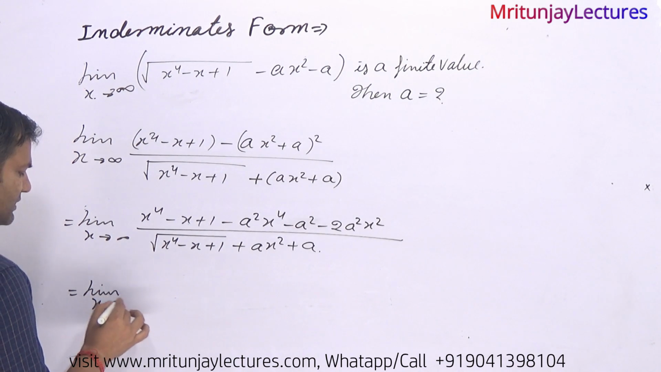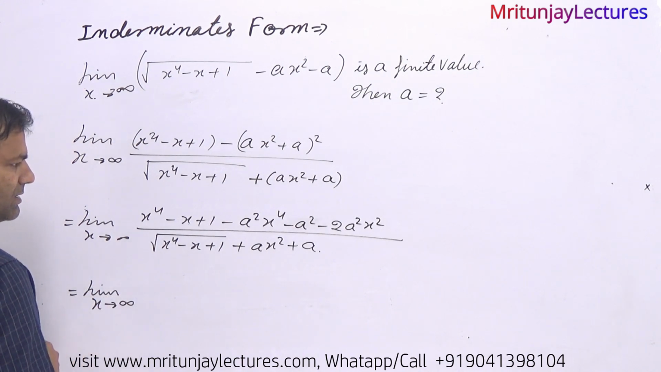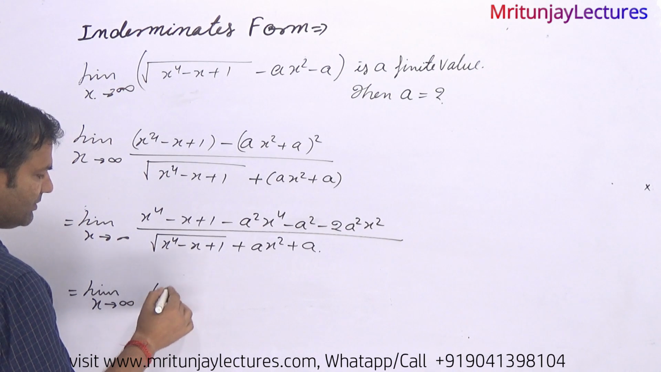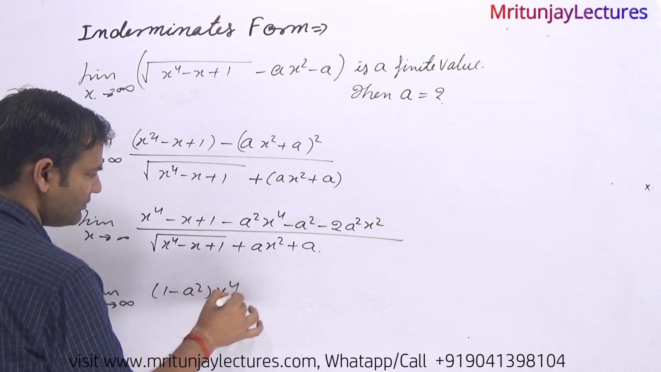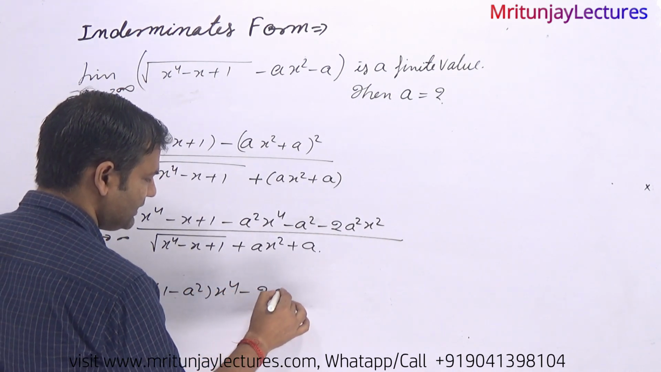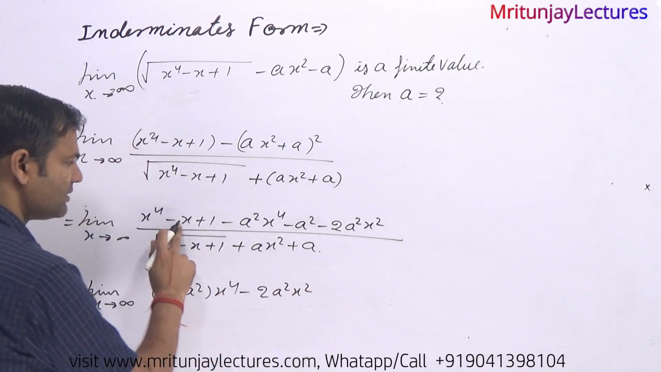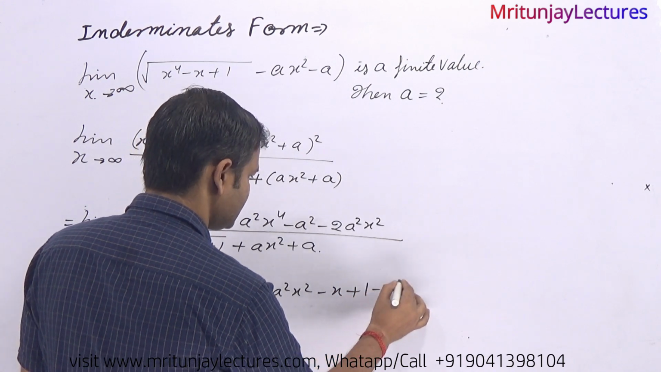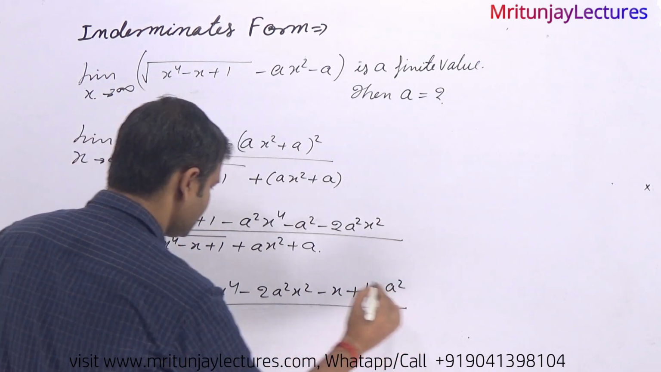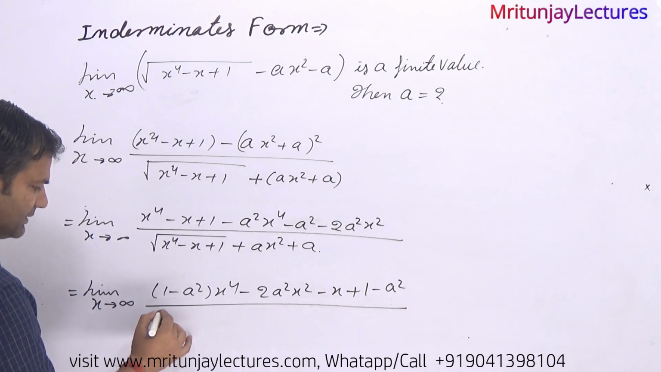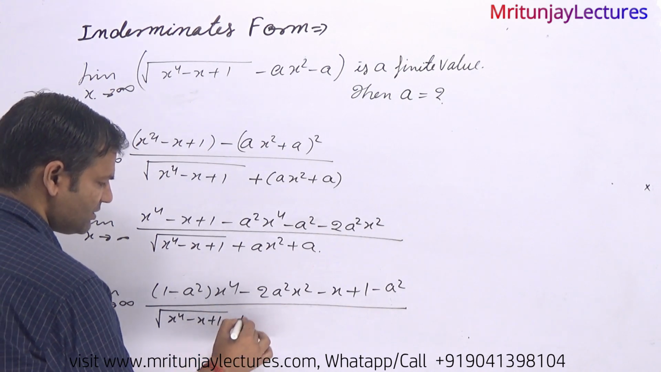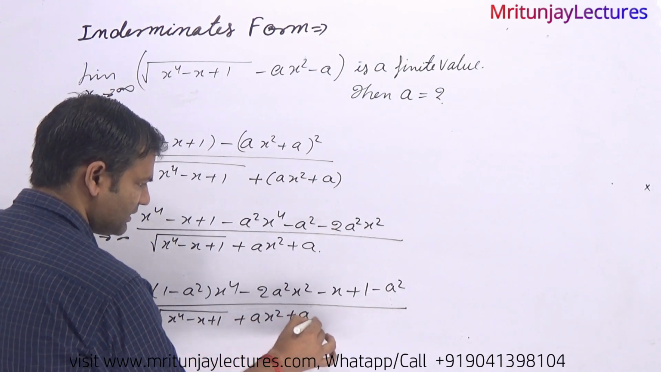Limit x tends to infinity. This one is a finite value, means 1 minus a square into x power 4. After that 2a x square minus x square. After that minus x plus 1 minus a square whole divided by x power 4 minus x plus 1 plus ax square plus a. Clear?